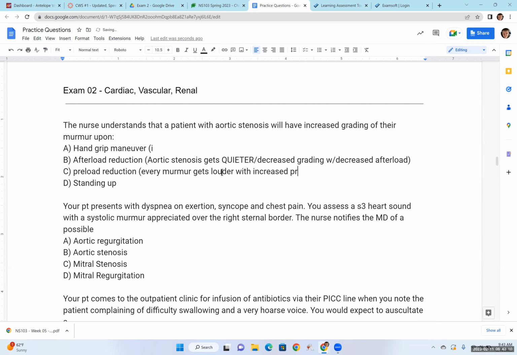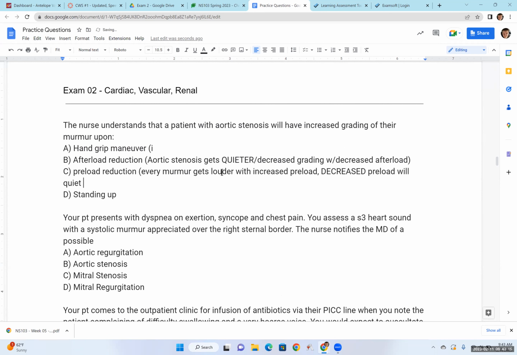So if we reduce preload, it gets quieter, right? Decreased preload will quiet it, except MVP, right? And then standing up, that does what? This is also decreased preload. All right, let's come back to hand grip maneuver. So increased afterload increases murmur, right? All murmurs. That'll force the blood past the stenosis, basically. You've seen this, right? Hand grip maneuver, increased afterload. Yeah, I'll come back to that.